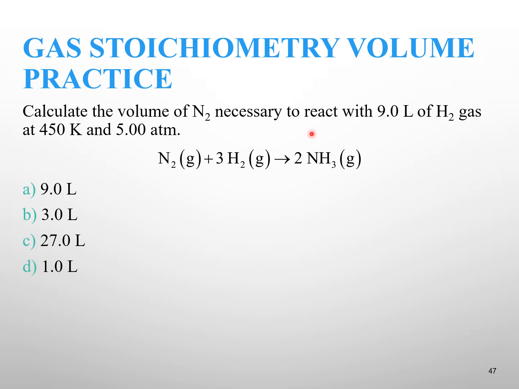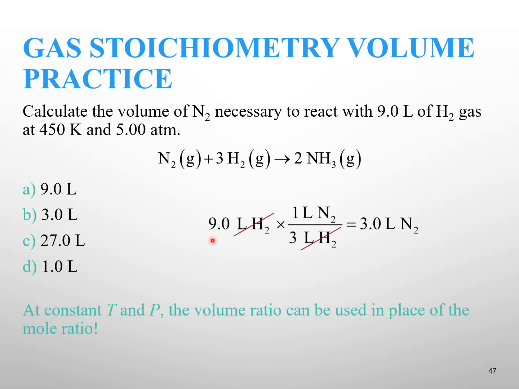So if I have 9 liters of gas, I know that's H2, and I know that 3 liters of H2 will react with 1 liter of N2. So if we do that, the 9 liters cancels off with the 3 liters on the bottom, because that's 3 liters of H2 to 1 liter of N2. So my answer will be 3 liters of N2. So this is a shortcut that you definitely want to recognize.